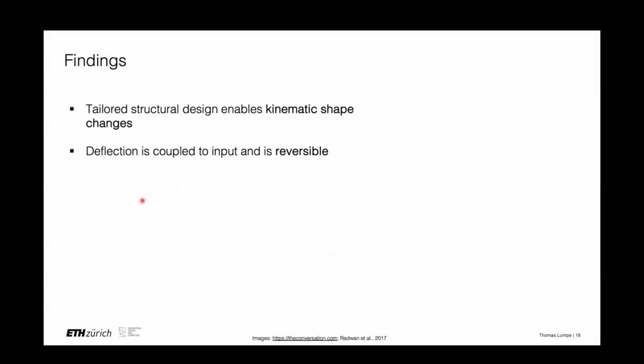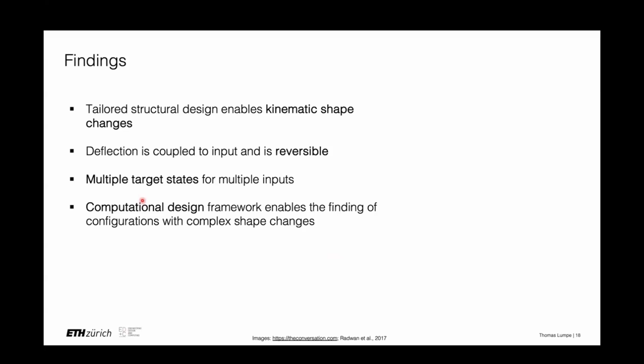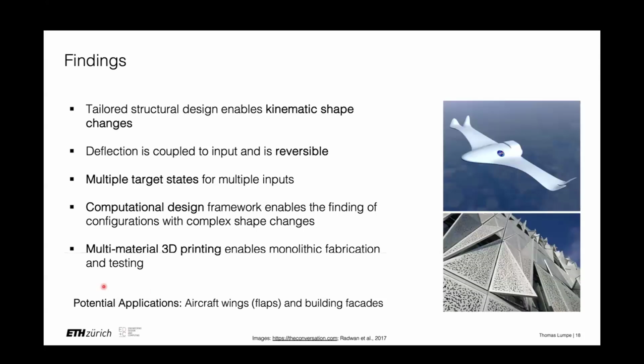So these are tailored designs that enable this kinematic shape changes. The deflection is coupled to the input and is reversible, multiple target states for multiple inputs, and a framework is provided to be able to do this. And to be able to match to the experimental, a lot of work went into also the multi-material 3D printing and being able to achieve that. And the applications for this are in, for example, aircraft wings or building facades.